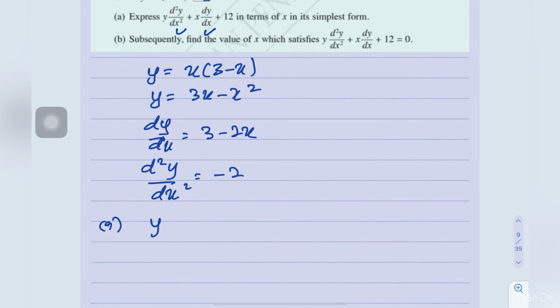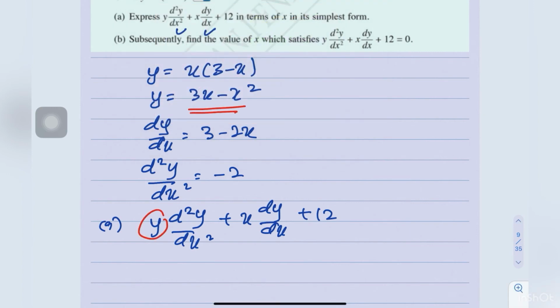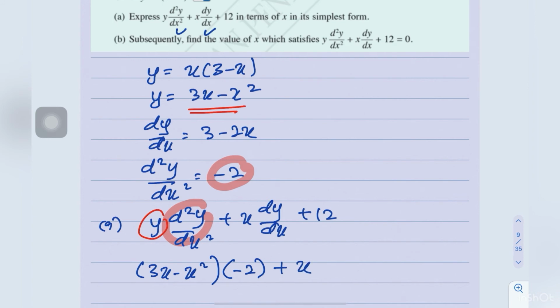So question A. Express y d squared y/dx squared plus x dy/dx plus 12 in its simplest form. So you just substitute. Here we have y, so we substitute y equals 3x minus x squared. So (3x minus x squared), and d squared y/dx squared is negative 2. We substitute, times negative 2, plus x dy/dx.